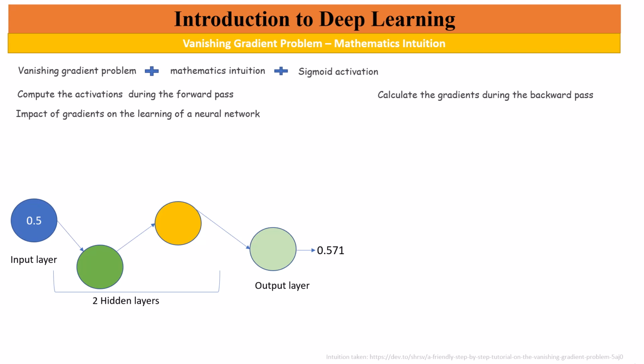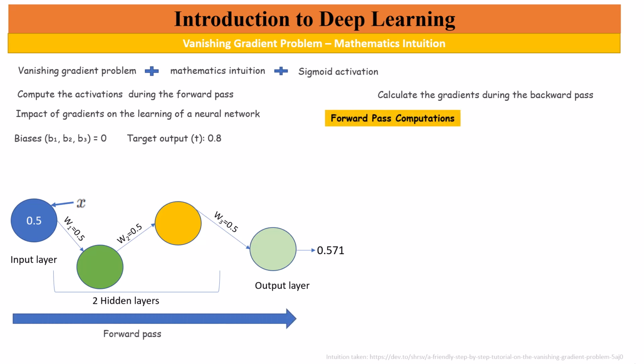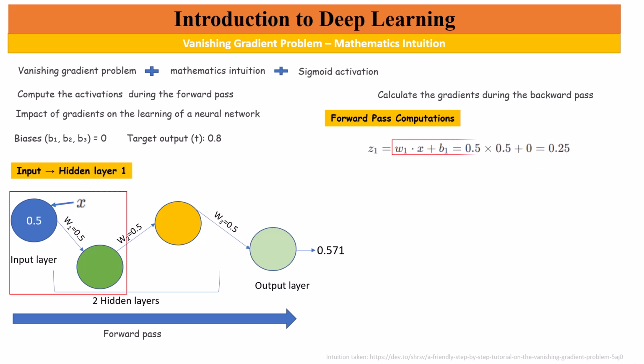Suppose the chosen 3-layer neural network has input x 0.5, weights W1, W2, W3 all initialized to 0.5, biases B1, B2, B3 all set to 0, target output T 0.8. Let's first understand what happens during the forward pass. Starting from input layer to hidden layer 1, the input x equals 0.5 is multiplied by the weight W1, and the bias B1 is added to perform the calculation. This result is called the weighted input, denoted as Z1, which in this case is 0.25.